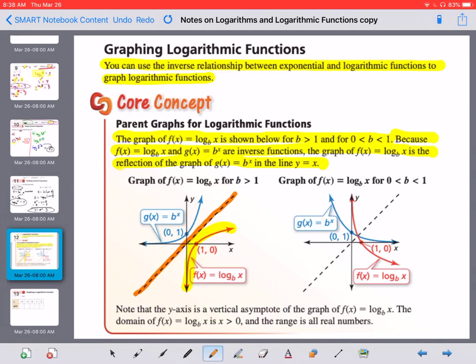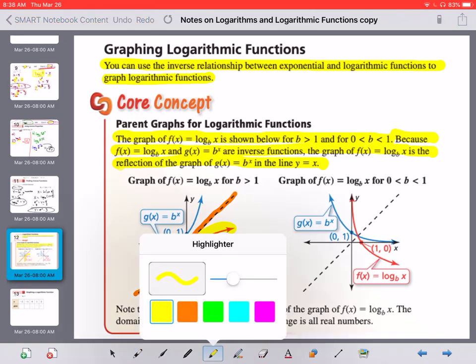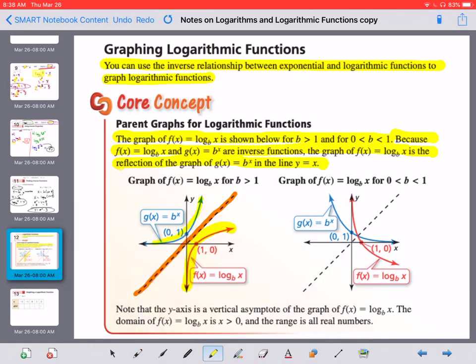y equals x, right? So you actually already know how to graph an exponential function, which is right here. We can graph that very easily. So if we can graph that one, we can then reflect it over the y equals x line and then graph our logarithmic function, which is exactly what we're going to do. And remember, when it comes to inverses, you just switch the x and the y. So let's go over that.